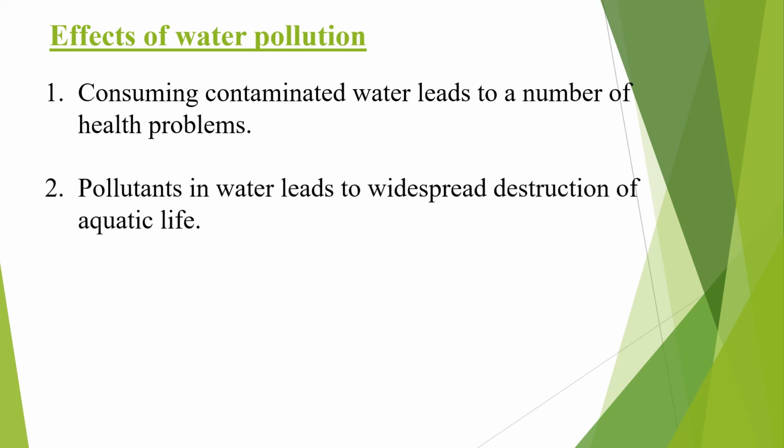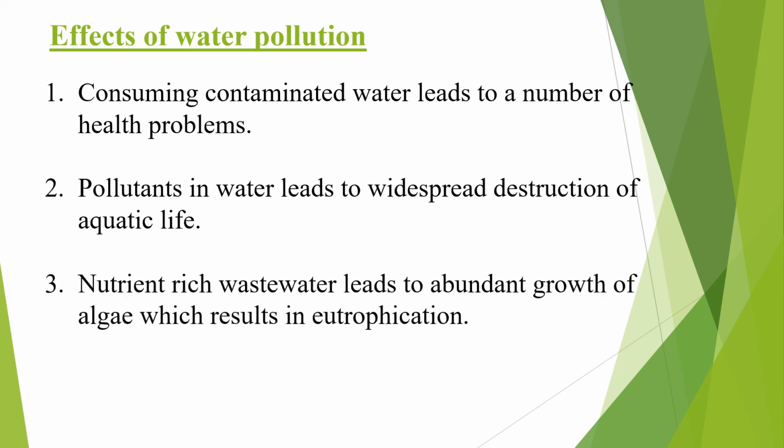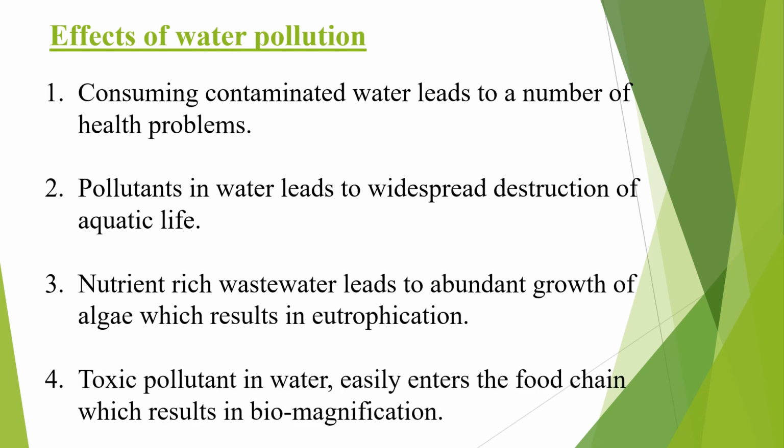Second point, pollutants in water lead to widespread destruction of aquatic life. The next point, nutrient rich wastewater, such as nitrogen and phosphate rich, leads to abundant growth of algae which results in eutrophication. Then next, toxic pollutants in water easily enter the food chain which results in biomagnification. Biomagnification is the increase in the concentration of a pollutant from one link to another in a food chain. So these are the 4 effects of water pollution.